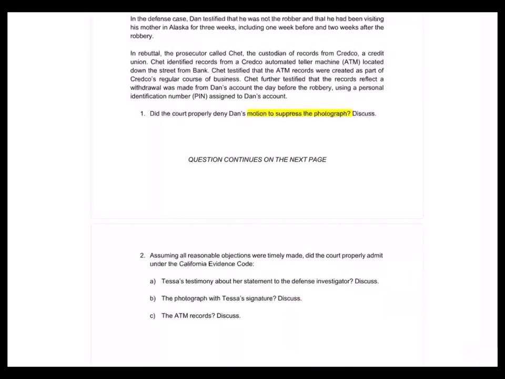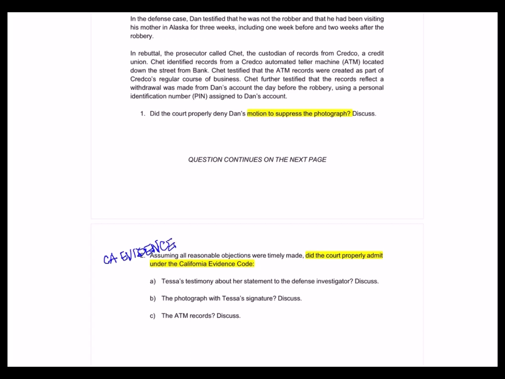I see a second call with 3 parts. Assuming all reasonable objections were timely made, did the court properly admit under the California Evidence Code? So this is crim pro crossed with California evidence. And how do you know the whole thing isn't California evidence? That "under the California Evidence Code" modifies only the second call. So you can be sure the first call is crim pro.